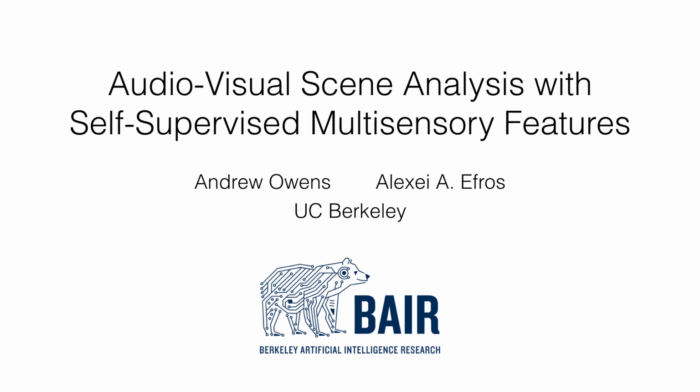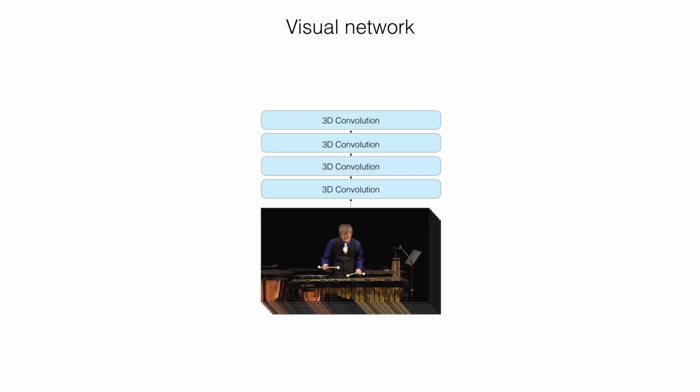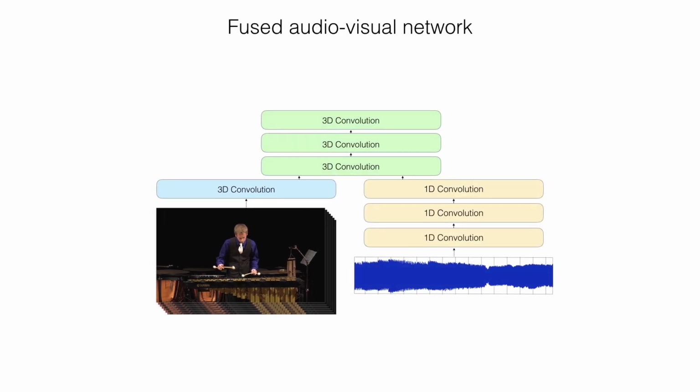Today's video representations largely operate just on image data, but videos contain audio too. Here we propose to learn a multisensory representation that jointly fuses audio and visual information. We learn this representation through self-supervision by training a neural network to predict whether a video's audio and visual streams are temporally aligned or synthetically shifted.